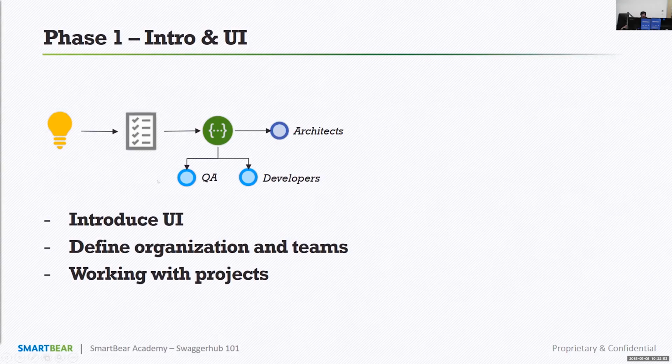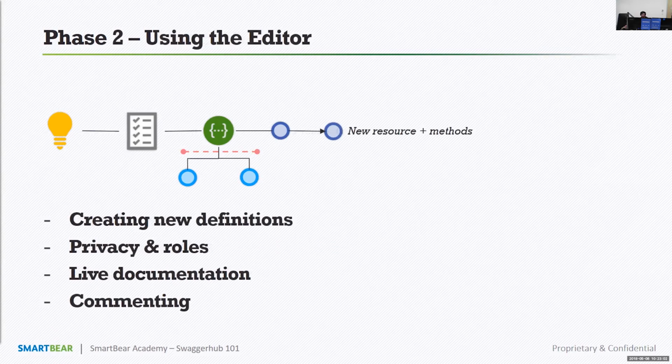So we can see how our different team members are going to be interacting with this design. And then let's move on. So we're going to be getting into it, talking about the editor, actually starting to write this Swagger definition. So we're going to create that new definition. We're going to talk about applying our teams to that specific design and what kind of privacy we can set.